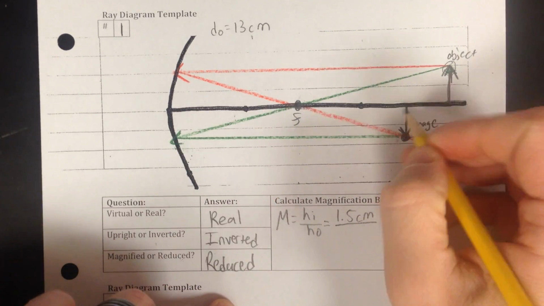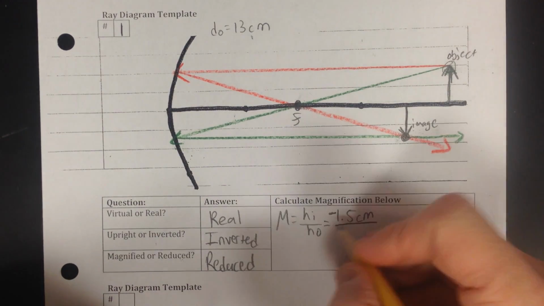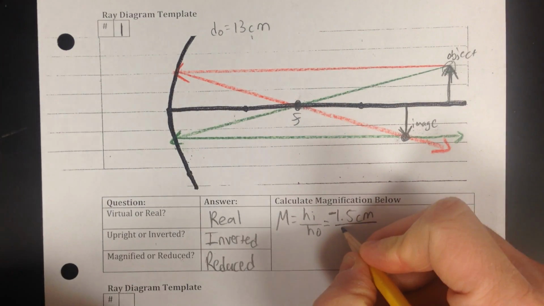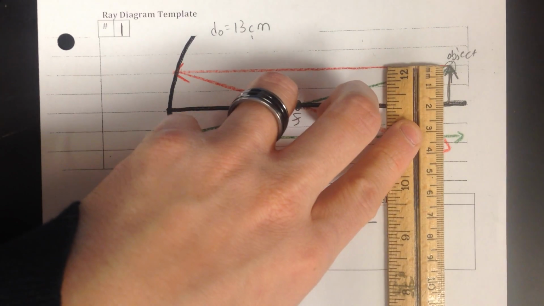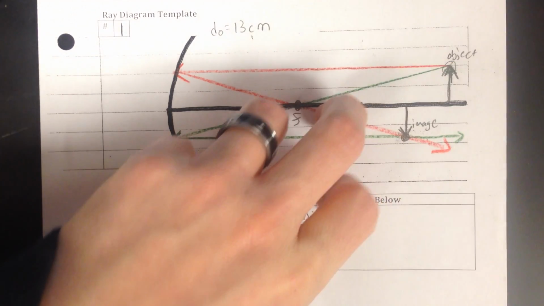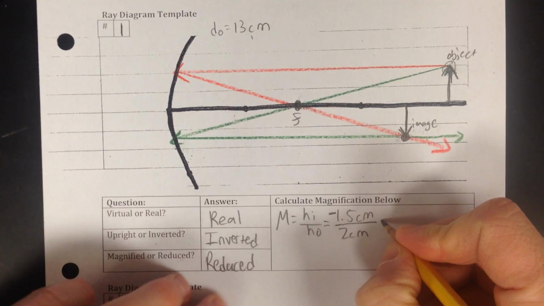But it's also upside down, so that's a negative 1.5. Any image that's upside down gets a negative height. And HO is the height of our object. So that is about 2 centimeters, 1.92 centimeters, something like that.